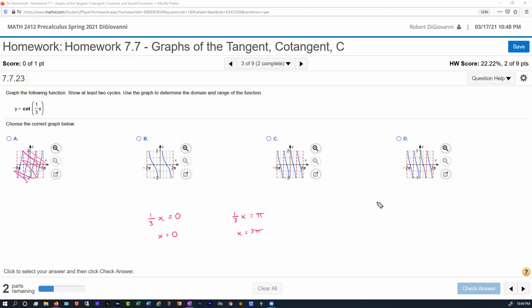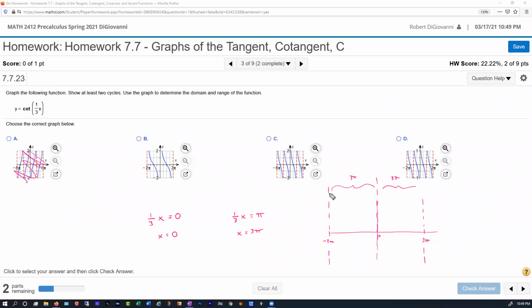So when we graph this, at 0, we have a vertical asymptote. And then at 3 pi, we have a vertical asymptote. And that means that at negative 3 pi, we would also have a vertical asymptote because it looks like the distance between these is 3 pi. That's our period, I guess you could say. And then we know it's a cotangent, so we know it must do this.